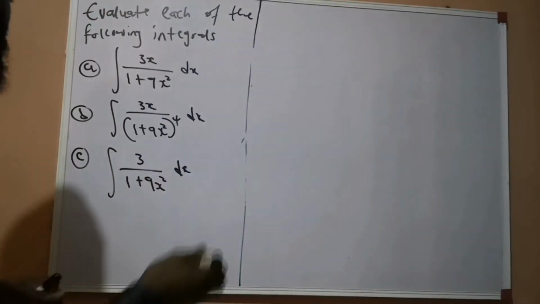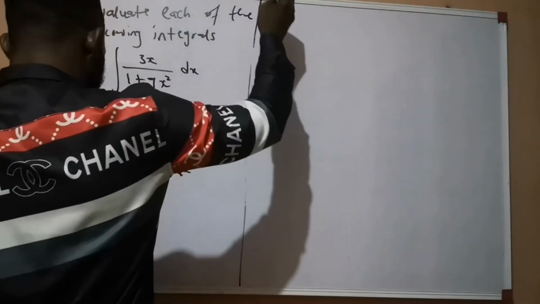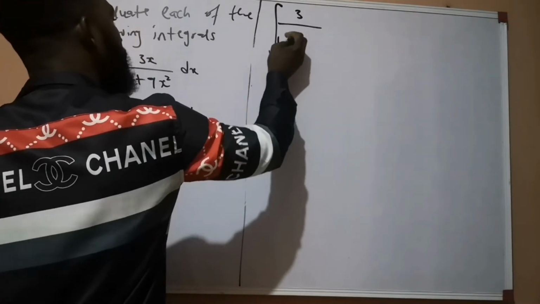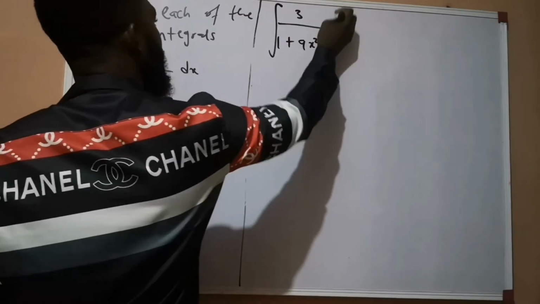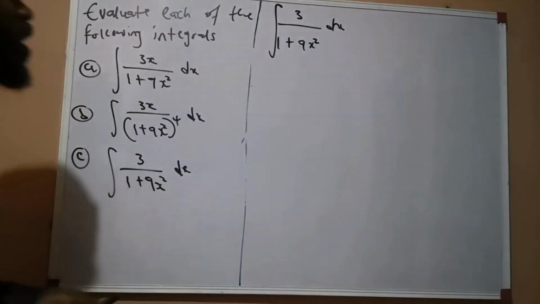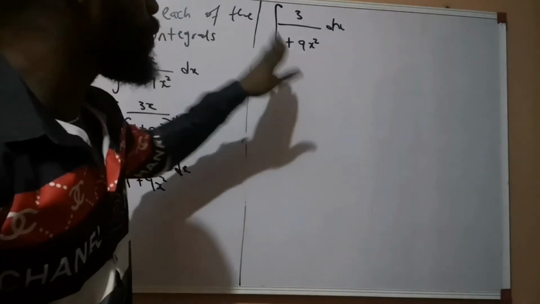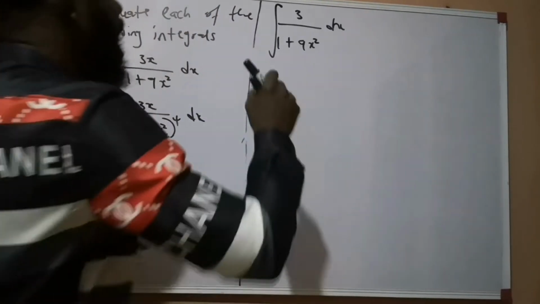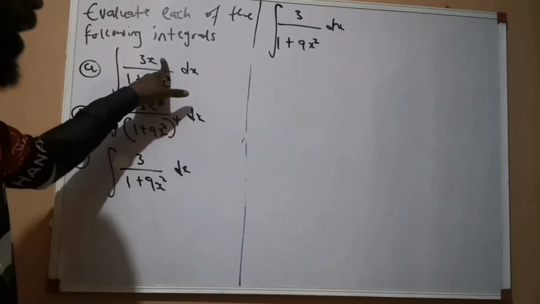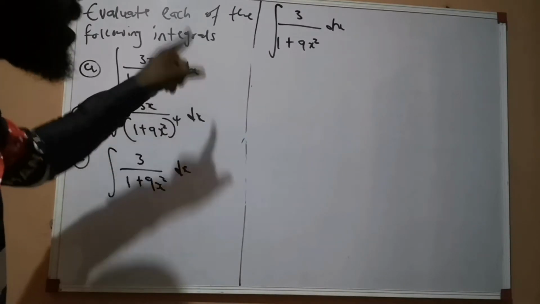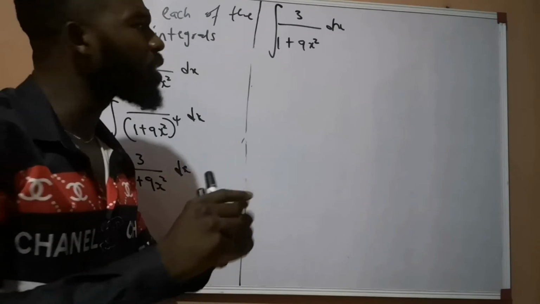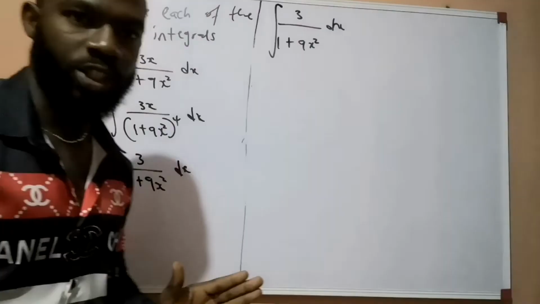Okay, question number 3 says integral of 3 over 1 plus 9x squared dx. Now, if you take a look at this question very well, you will notice a change. What is the change? At the numerator, there is no x. So it means we have to make some changes in this question.